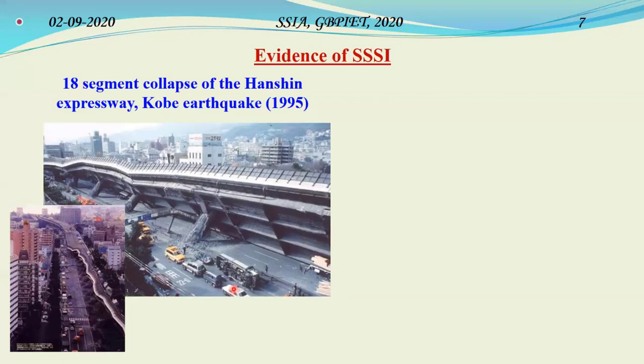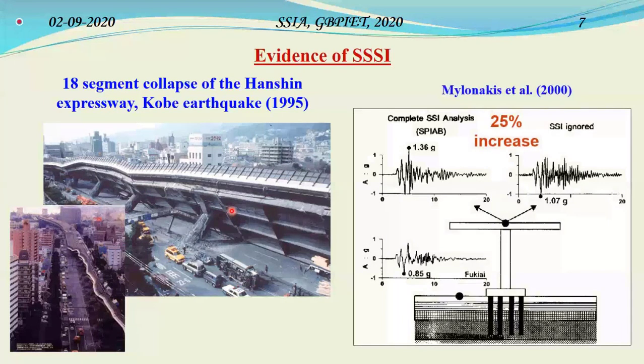Another figure to show the collapse, you can see that it has just overturned. The pile supports did not help to protect or did not help to prevent the overturning, and then lots and lots of analysis has been done as to why such occurrences have taken place. Milonakis and others in 2000 published a paper where they have actually brought out the influence of SSI analysis in obtaining the response of this particular system.